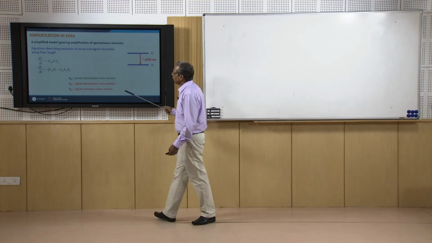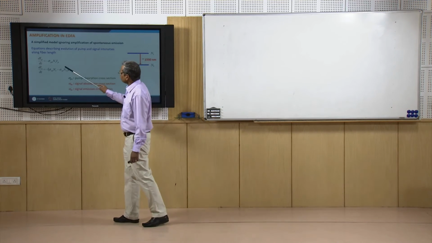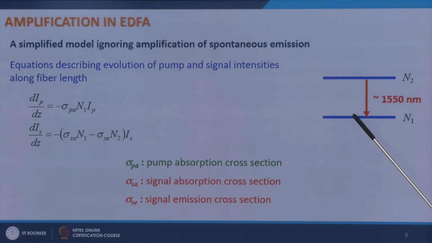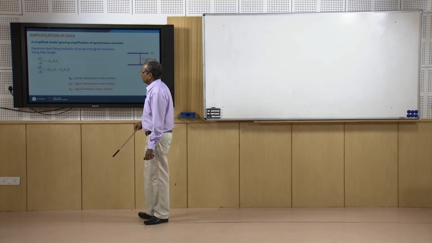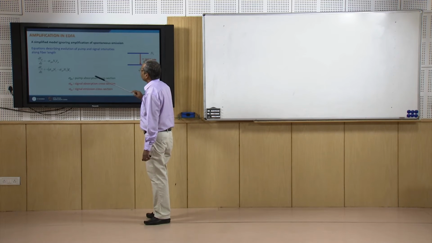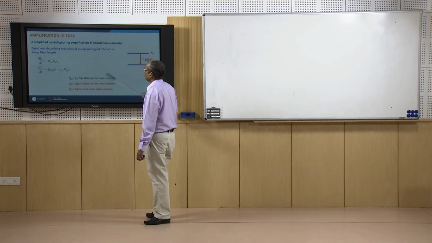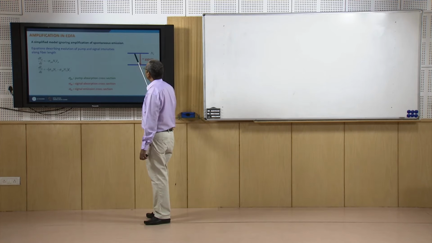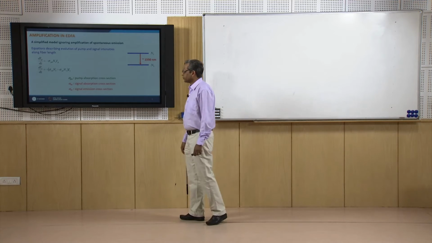So, you can see that this dIp over dz would be proportional to the number of atoms here, okay, and what is the intensity of the pump. Similarly, this will depend upon how many atoms are here, okay, and what is the emission cross section and what is the intensity of the signal.